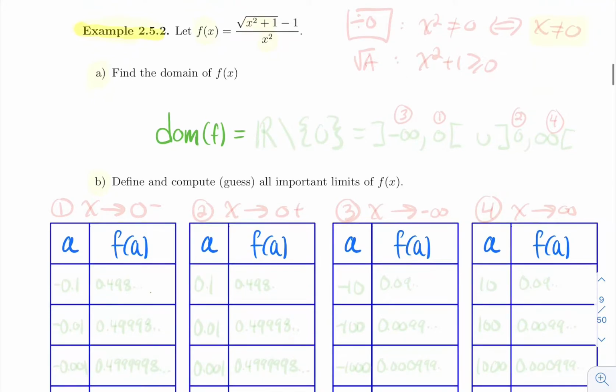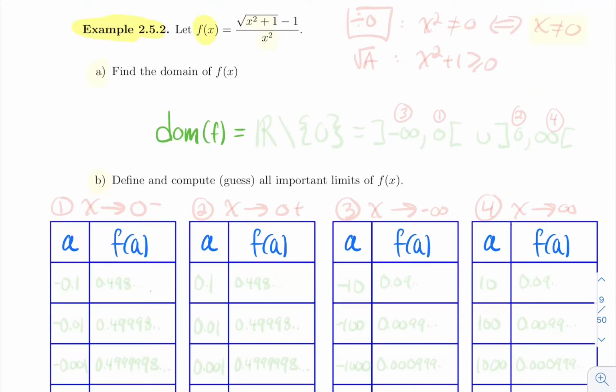All right, example. So here's a function, the square root of x squared plus 1, minus 1, all that divided by x squared. So first, let's find the domain. Again, the domain is always the first thing you're going to do. So first, I see a denominator, x squared. Of course, x squared is going to be equal to 0 if and only if x is 0. So we have a division by 0. There's only one x value that will do this. So when x is equal to 0, this means that x equal to 0 is not inside the domain.